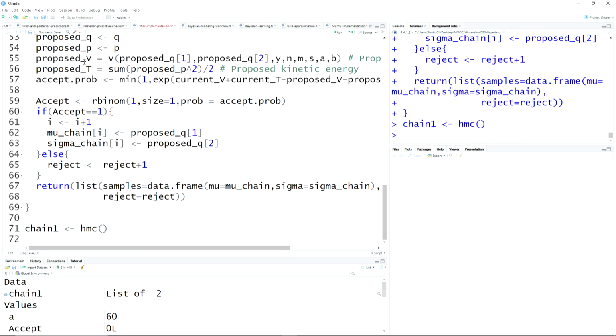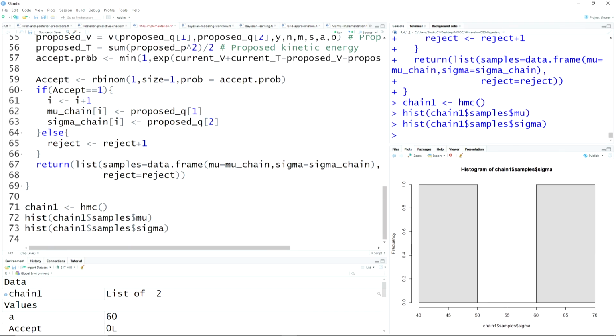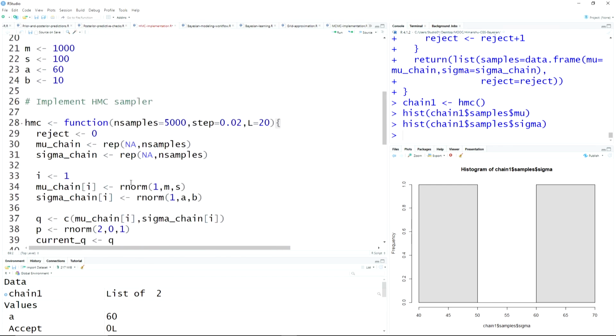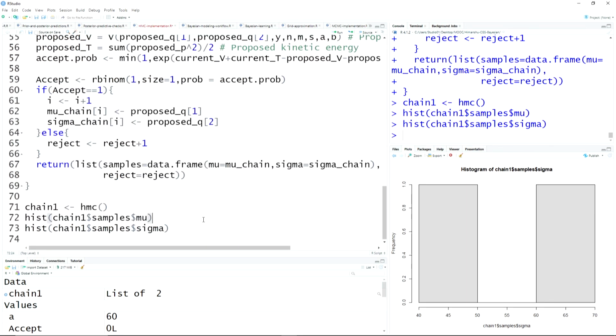So let us see if we are able to do sampling for samples. So let us see samples of mu. Oh, so there's some problem in this. Okay. Let's see samples of sigma. Okay, so apparently the function is working, but there are, I think, some minor issues in this code. So that's why the sampling is not properly done. So we will take a look at this in the next lecture.